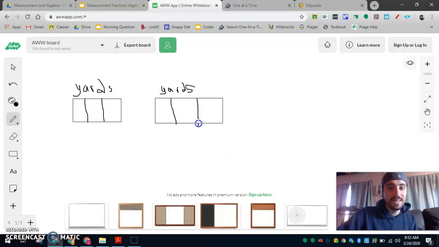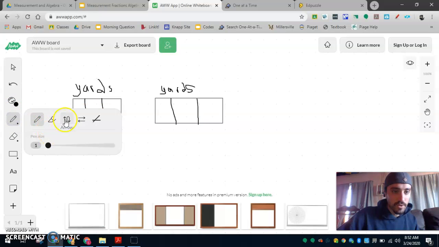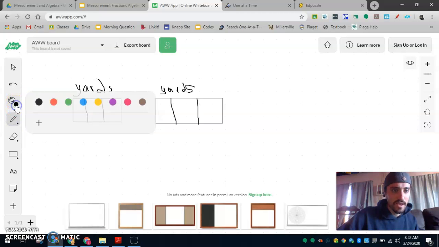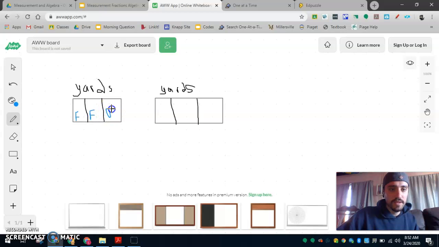Not done yet because I have to label it. What is each one of these pieces? Yes, each one of these pieces is a, what? Ooh, can I make a different color? That'd be fun. Is a foot. You can do this on a piece of paper. So 1 foot, 2 foot, 3 feet make a yard.